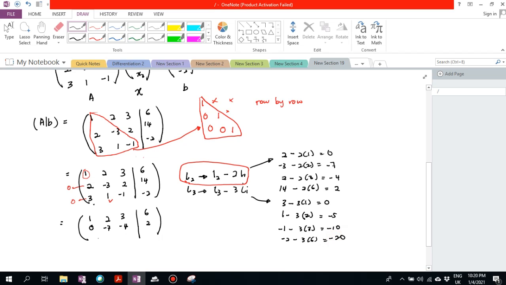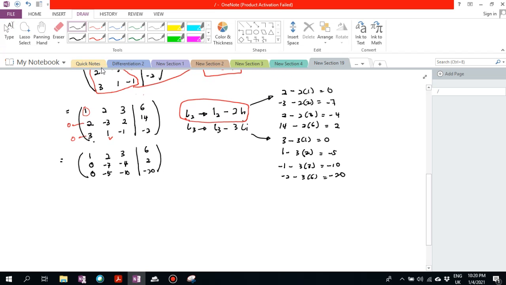So just put it here, so it becomes 0, negative 5, negative 10 and negative 20. Okay, so now we have already eliminated the first 0 and the second 0, so this one is done, this one is done. Okay, next we want to eliminate this one to become 0.